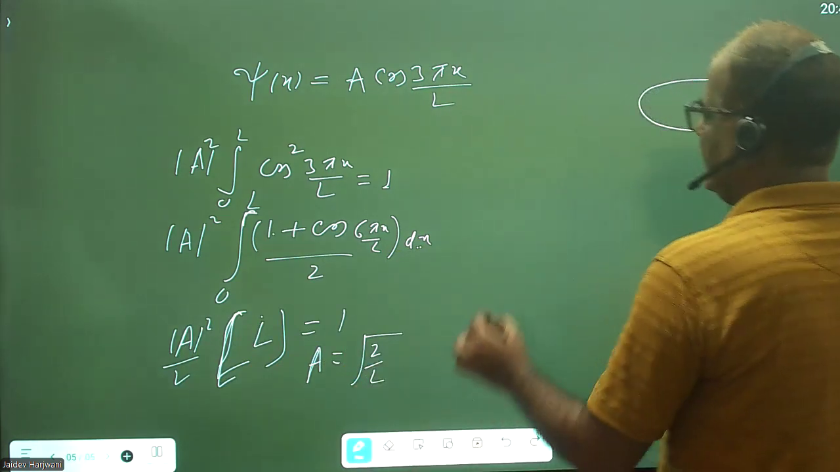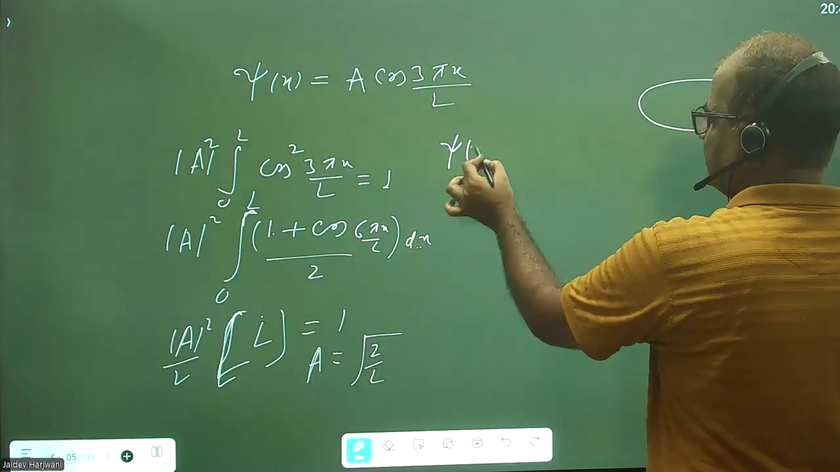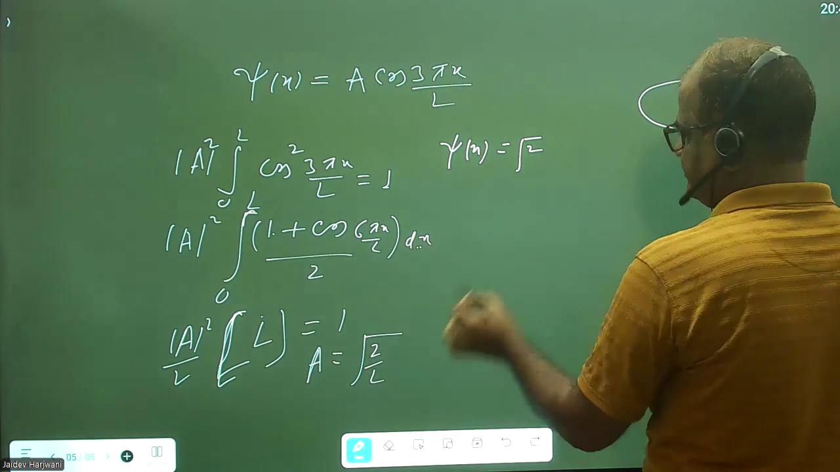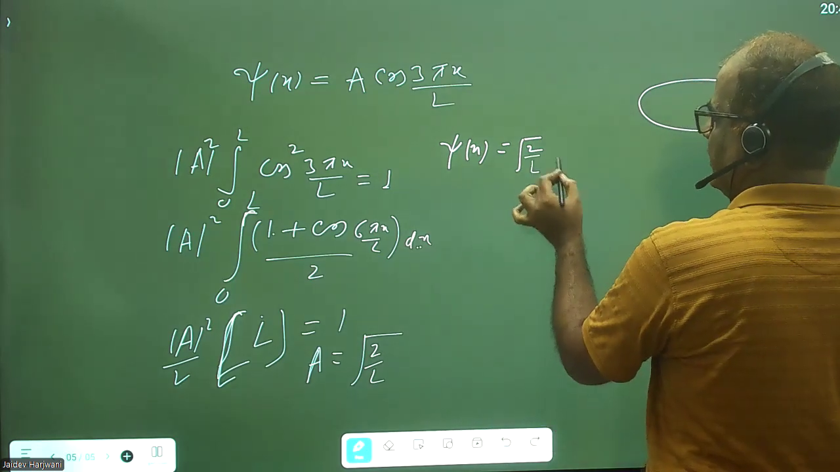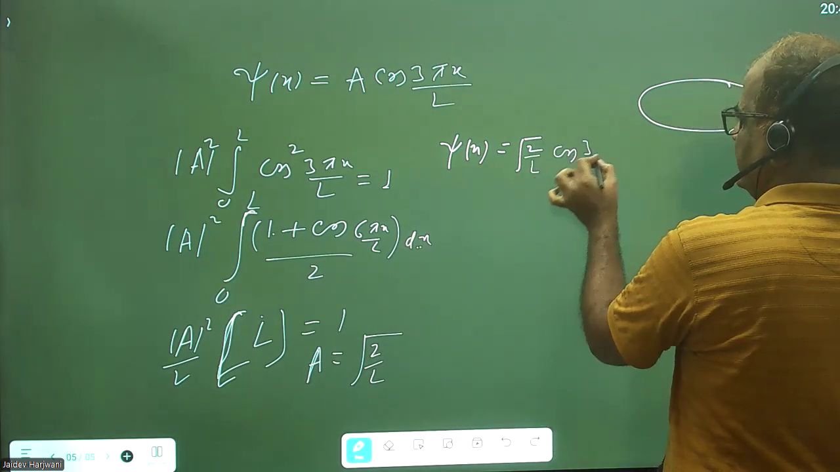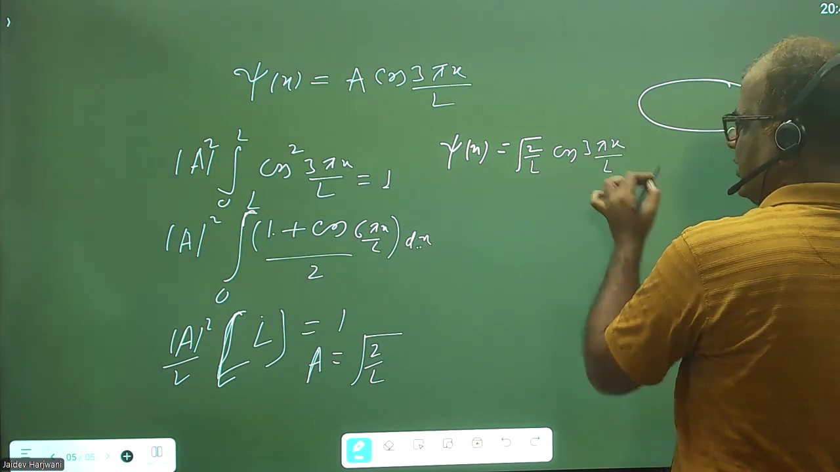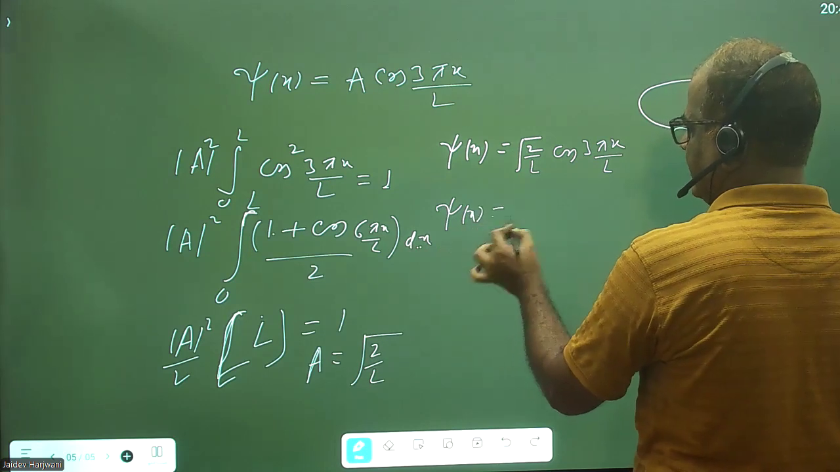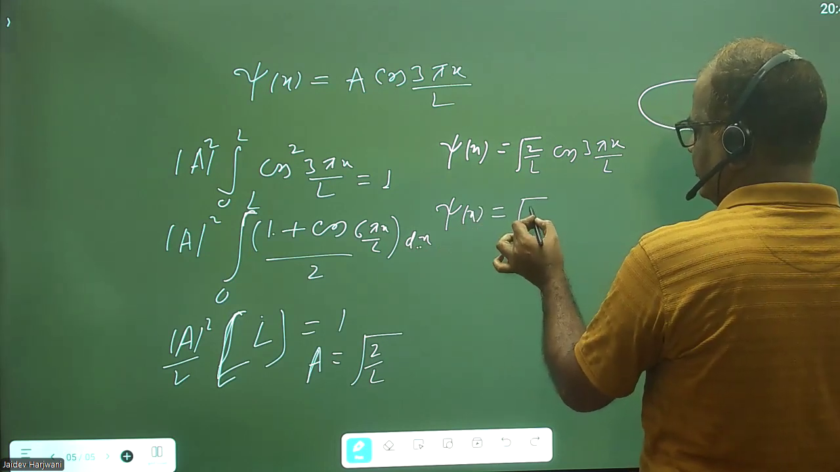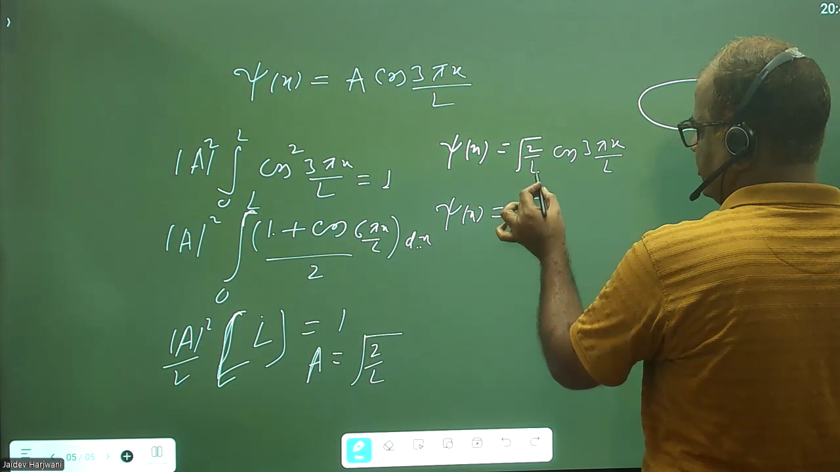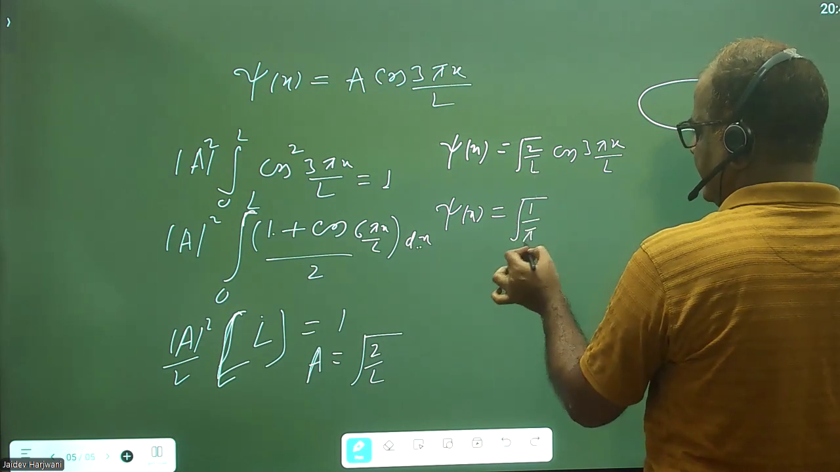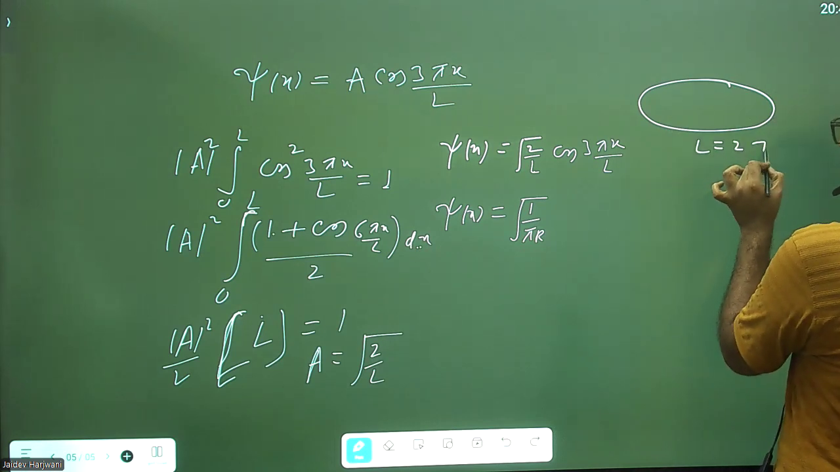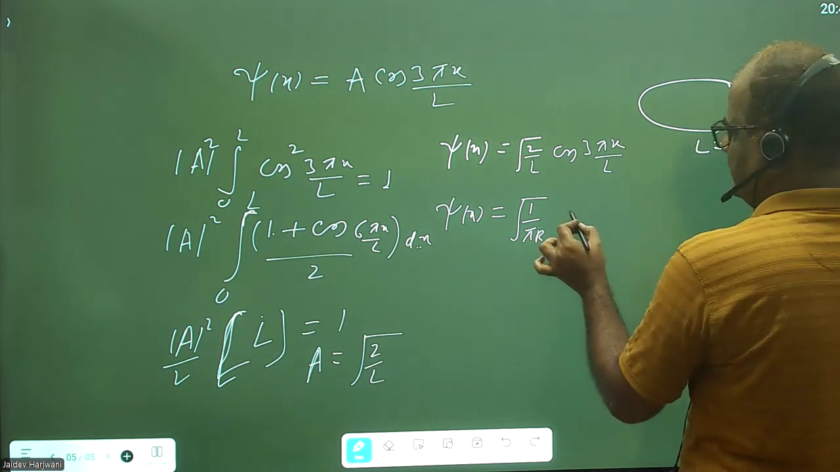Okay, so I can now write my function psi x as root 2 by L cos of 3 pi x upon L. And this function can be written with L equal to 2 pi r, and this will be cos.